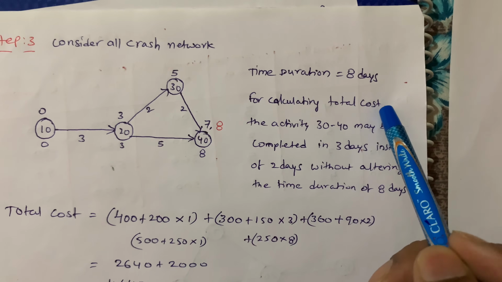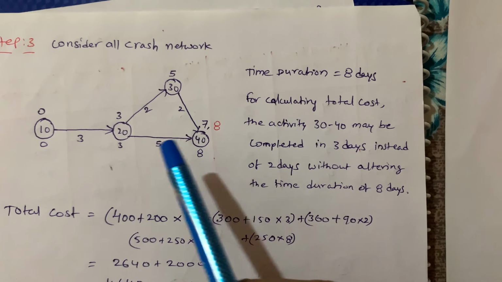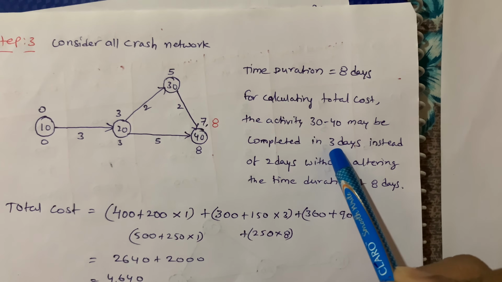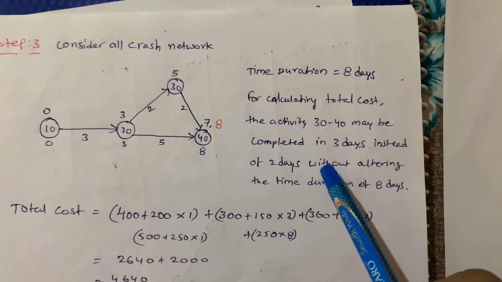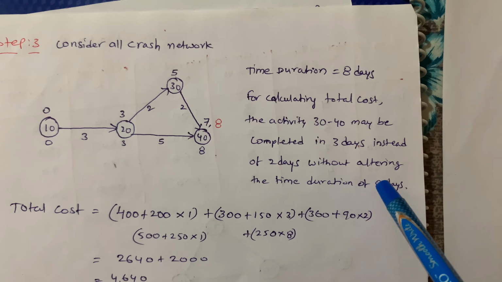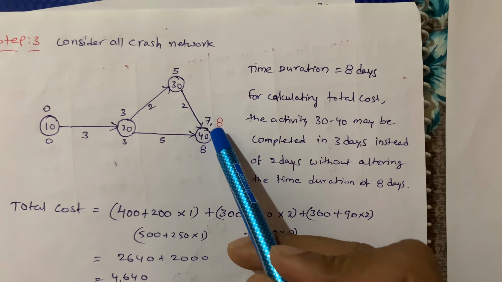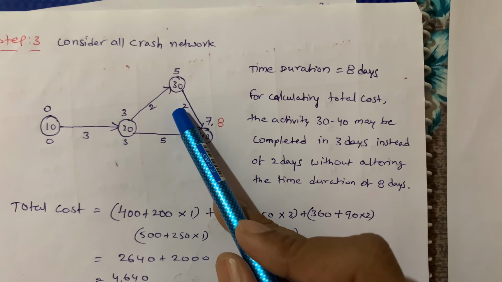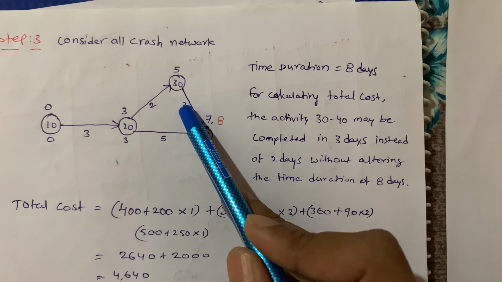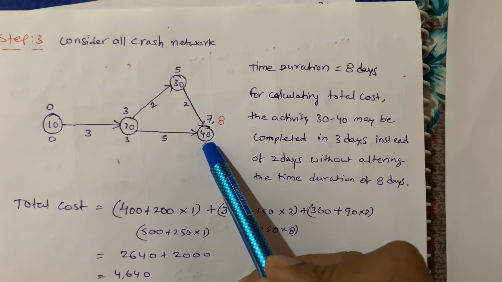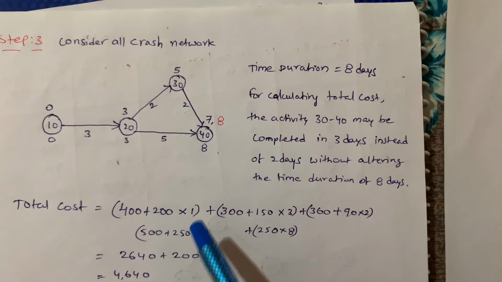For calculating total cost, the activity 30 to 40 may be completed in 3 days instead of 2 days without altering the time duration of 8 days. That means without disturbing these 8 days, we are going to complete 30 to 40 in 8 days. So we are adding one more day for this 30 to 40 activity to satisfy this condition.